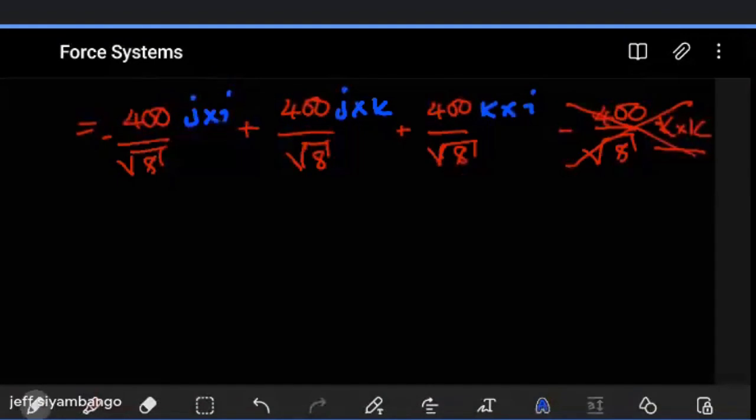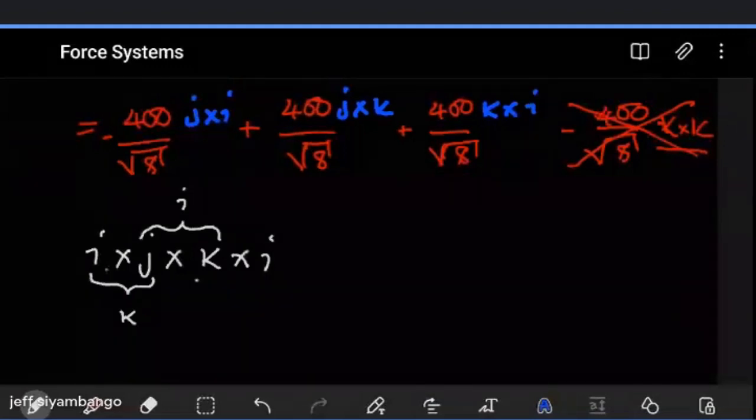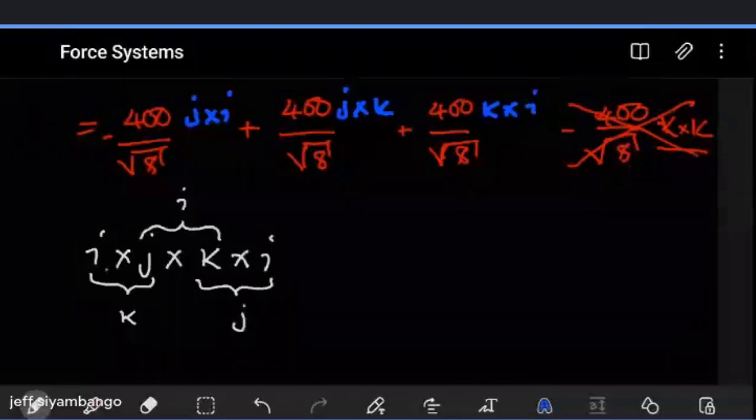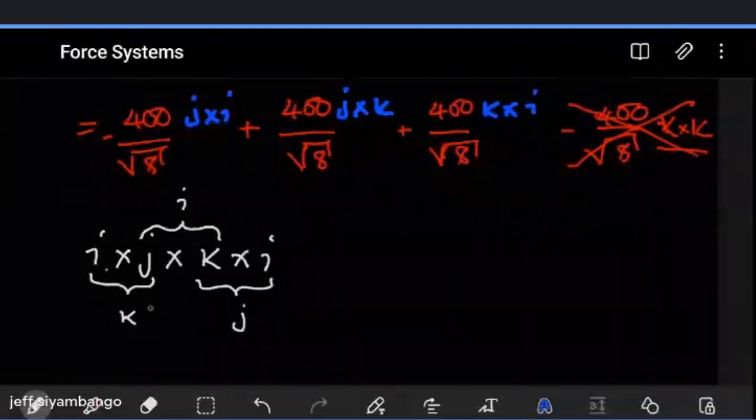The quickest way I gave you guys to try them, you have I cross j cross k, then just repeat the I at the end. So if it's I cross j, the answer you get is going to be k. Then if it's j cross k, the answer you're going to get is I. Then if you get k cross I, the answer you're going to get is j. The reverse is negative. J cross I is negative K, K cross J is negative I, and I cross K is negative J.